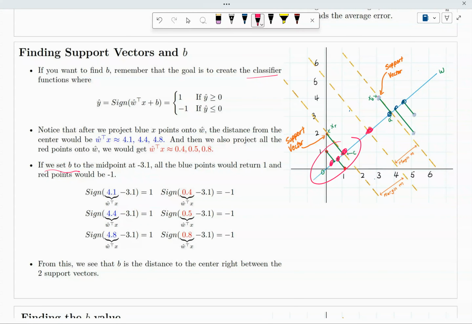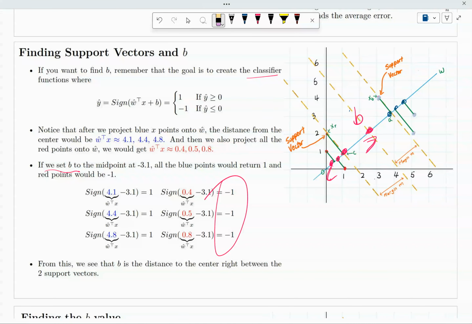Conversely, notice all the red points. When we subtract B, which is 3.1, the midpoint, it's going to be a negative value, hence returning a -1. So from this observation, you can see that the b value is simply the inverse distance from here to here. So that's equal to b.